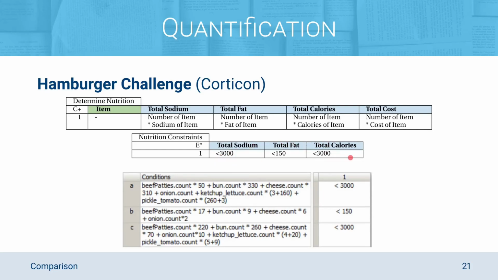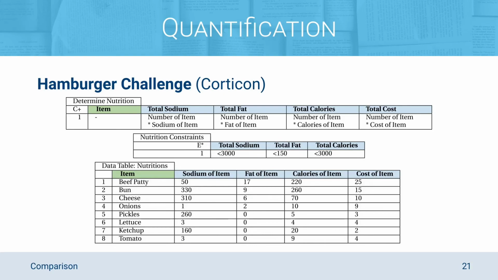And then we simply apply a constraint which states that the total sodium, total fat, and total calories need to be below these values. Furthermore, we can then, of course, implement our nutritional values in a data table, where, for example, here we say for beef patty what the sodium, the fat, the calories, and the cost is. And this allows us to, one, easily update our data table if, for example, we have a new ingredient or we change beef patties to a healthier variant.